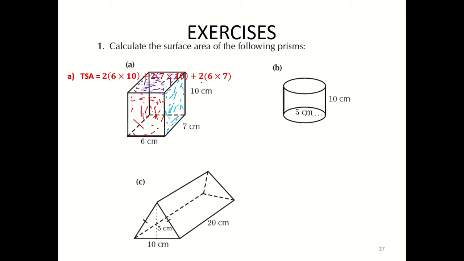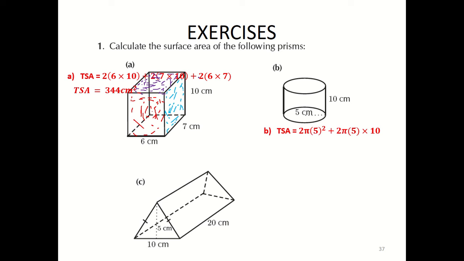And hence we have the area of the top side, which is 6 times 7. The 6 here, you times it by 7. It is the area of the top side, and you just double that because the top side and the bottom side are identical. Hence you have our total surface area as 344 centimeters. Actually it is 344 squared centimeters.